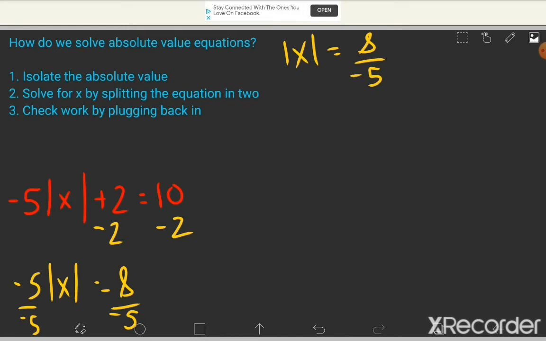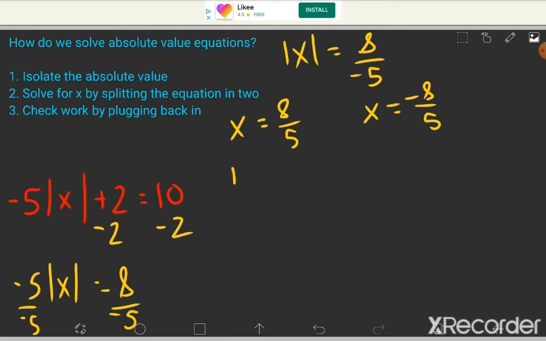Now we will solve for x by splitting these into 2 equations. We have the positive equation, which will be x equals 8 divided by 5, and the negative equation, which will be x equals negative 8 divided by 5. Now something strange is going to happen here. When we check our work by plugging it back in, we have the absolute value of 8 divided by 5 equals 8 divided by negative 5. Well, we see something weird is happening here. The absolute value of 8 divided by 5 is not 8 divided by negative 5.